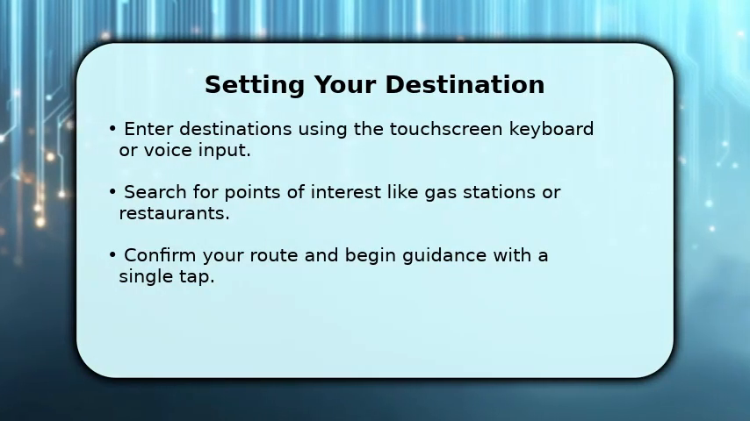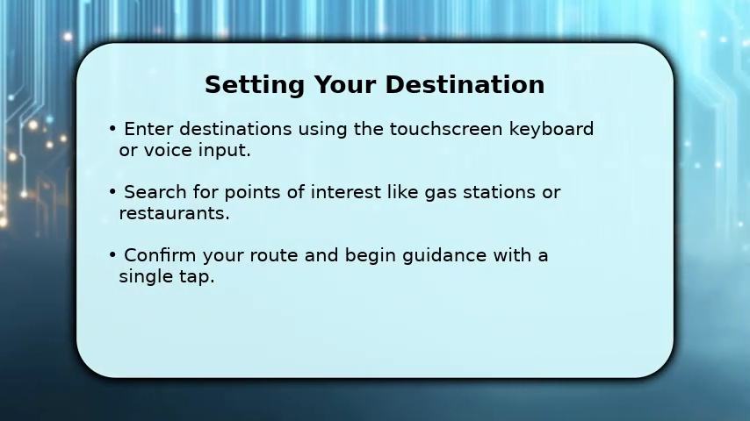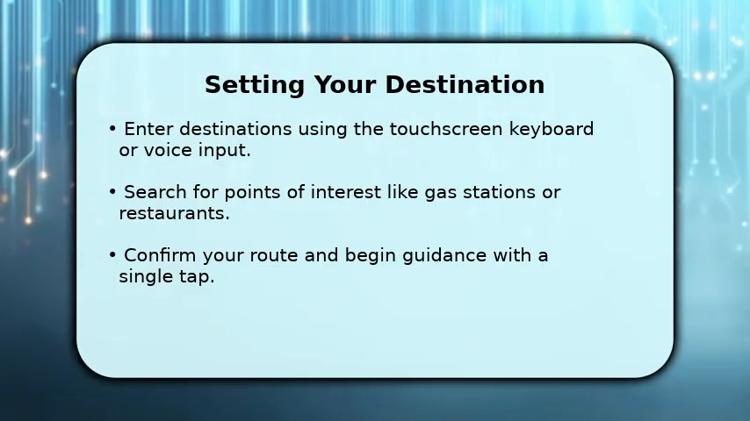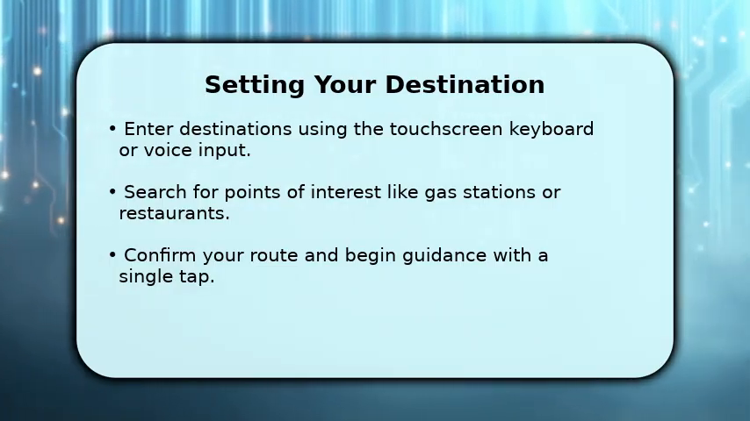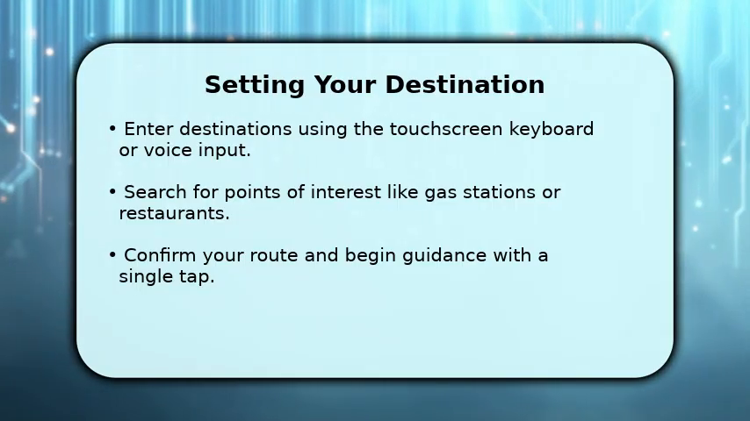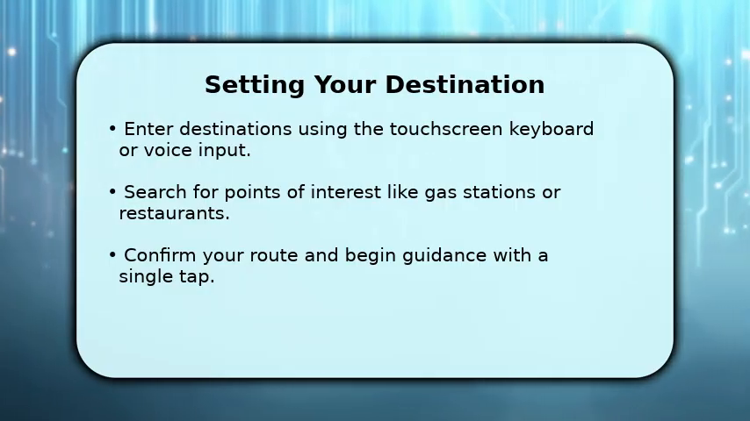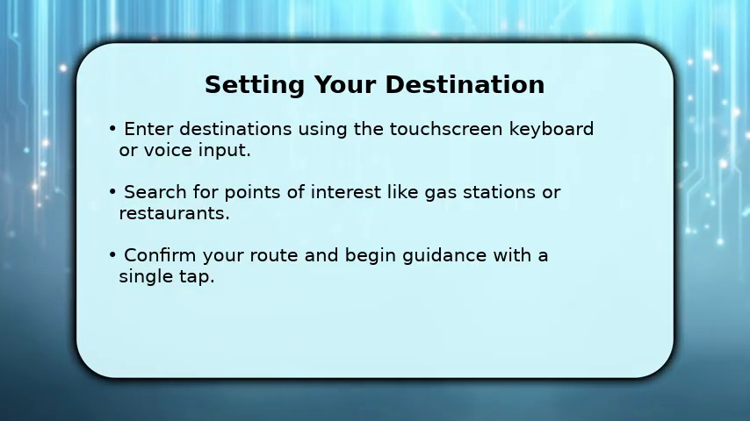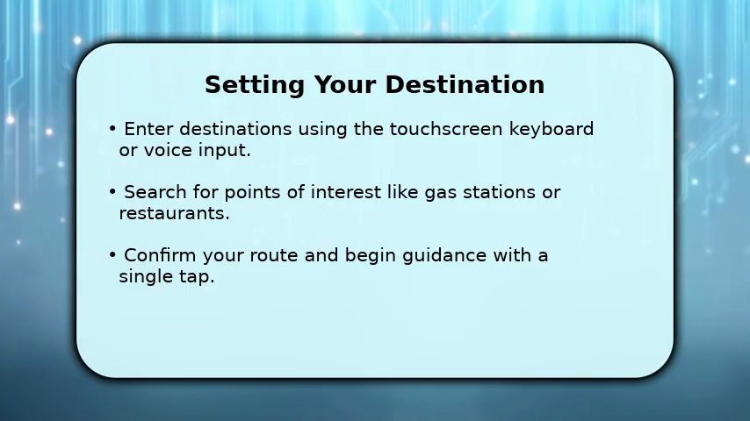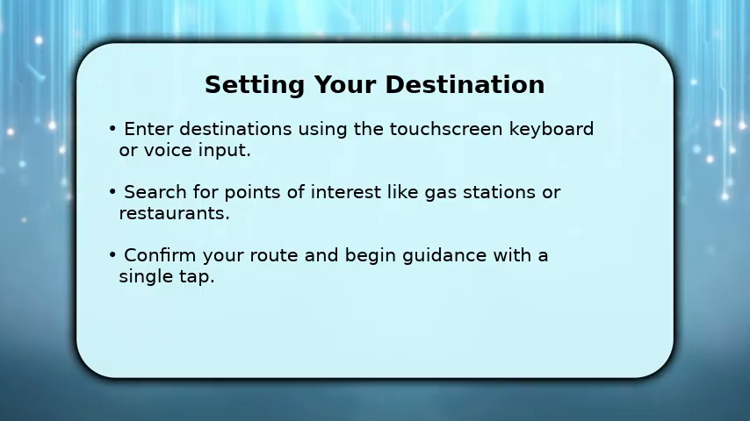Setting a destination is straightforward. You can tap the Where To icon on the map or use the voice command Find Address. Input the address using the on-screen keyboard or simply speak the full address clearly. The system also allows you to search for points of interest, such as coffee shops or hospitals, by category. Once your destination appears, confirm it and the system will calculate the best route for you.